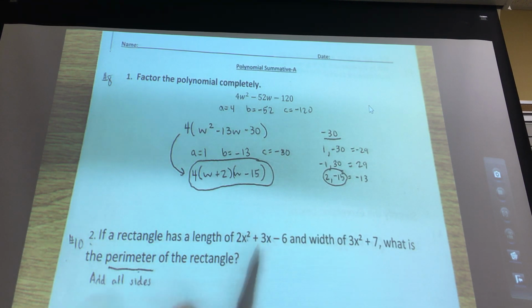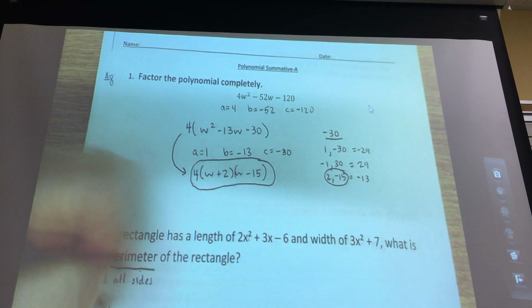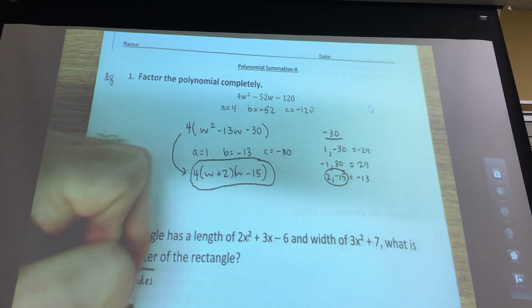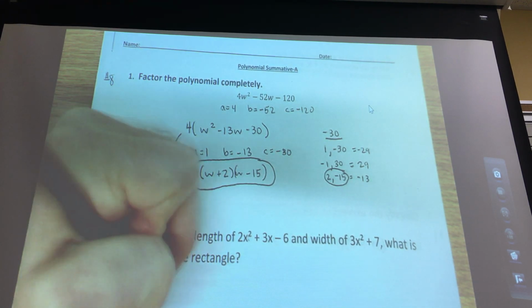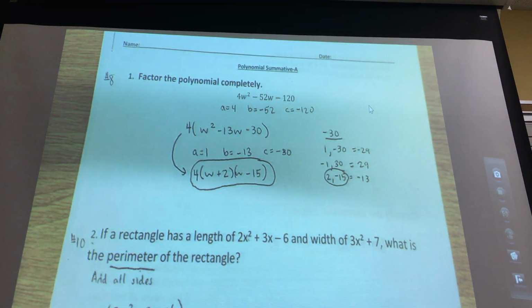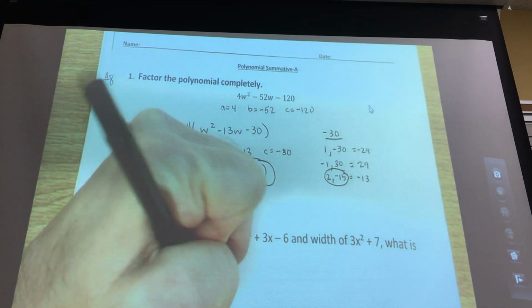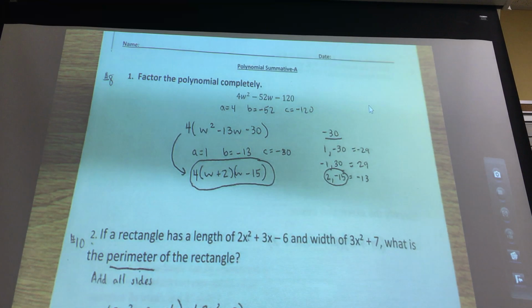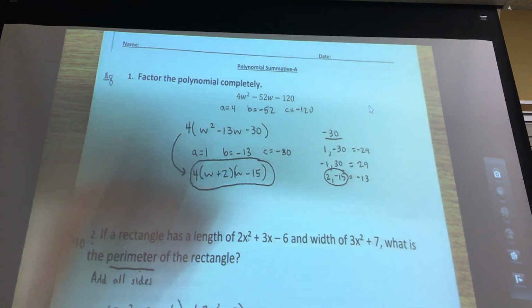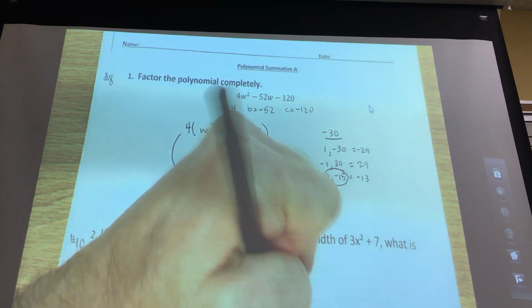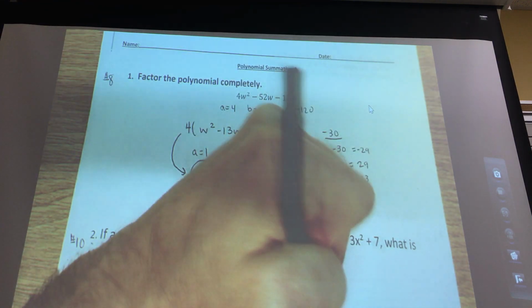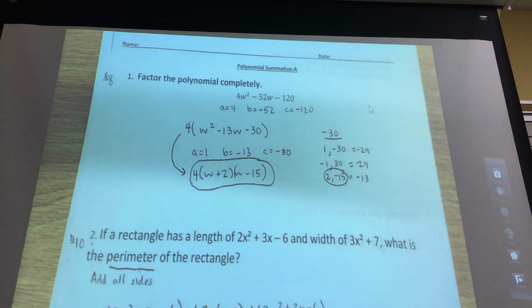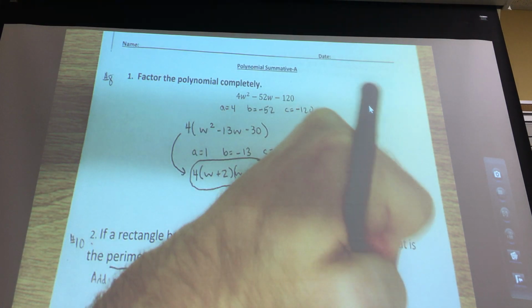What I like to do is add them each. So I'm going to add all of them. Whenever you substitute values, you always put them in parentheses. So I've added my first length. Now I'm going to add that to my width. Now I've added my length and my width. Now I'm going to add my length again because I have two of those. And then I'm going to add my width one more time.